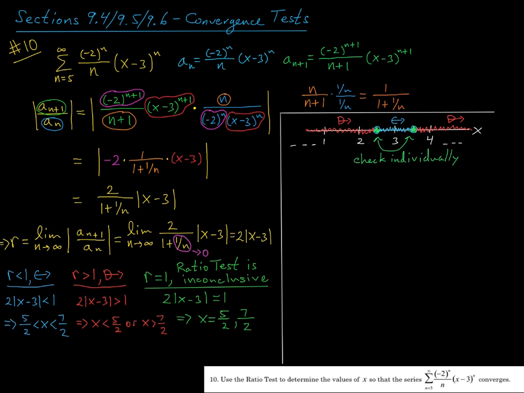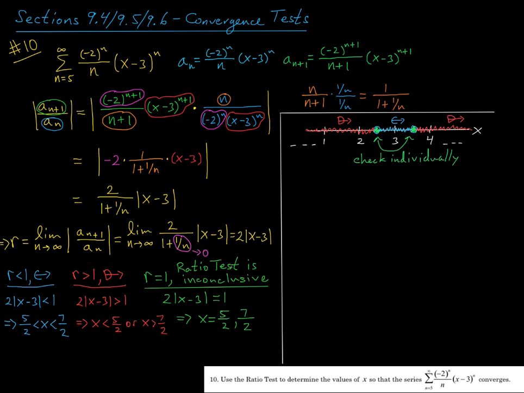So I'm shading the values of x that will give rise to a convergent series as guaranteed by the ratio test in blue. Okay, now ratio test says that if this number r is strictly greater than 1, then this series will diverge. So that's equivalent to saying that 2 times the absolute value of x minus 3 is strictly greater than 1, or in other words, if x is strictly less than 5 halves or strictly greater than 7 halves, then this series will diverge, and I illustrate that here in red on the number line.